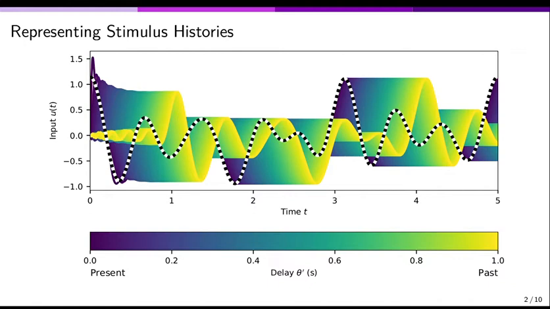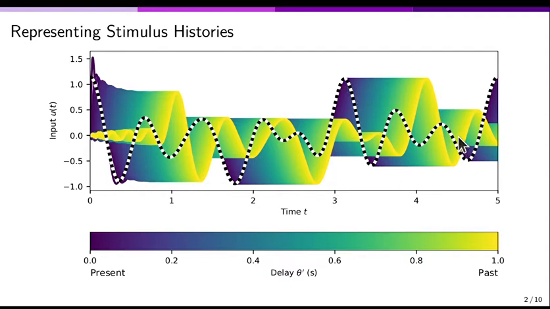I'm hoping the argument is that we can see this might be a useful thing. For example, if I'm listening to someone speaking, when I'm hearing the sounds they're making right now at the end of the word, I probably still need to encode the information about what the sounds were at the beginning of the word. That would seem to be useful, so that I can interpret what the word was.